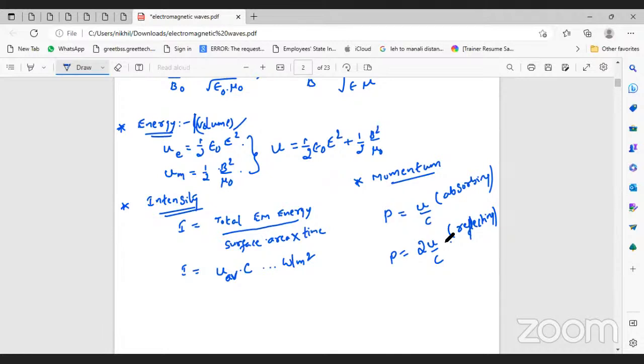So these are the 4 important properties you must know in the case of electromagnetic waves. That is speed of light, energy per unit volume, the third one is intensity, and the fourth one is the momentum.